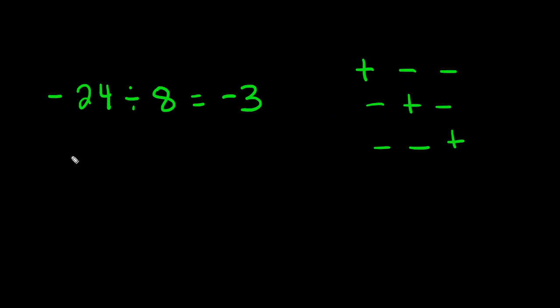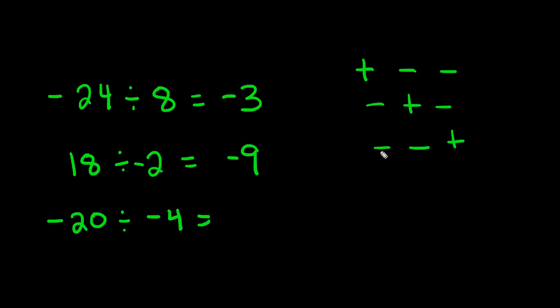If I had a positive 18 divided by negative 2, that's going to give me a negative 9. And if I had a negative 20 divided by a negative 4, I have a negative divided by negative. It's going to give me a positive 5. So the tic-tac-toe board works whether you're dealing with multiplication or division, but you use it with two numbers at a time.